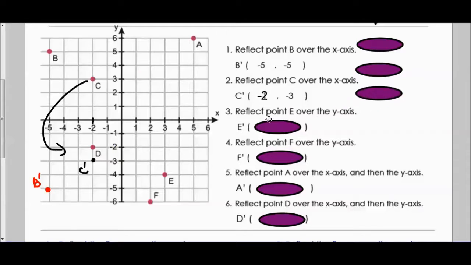Next, we reflect point E over the y-axis. So we're reflecting it over this line. It's going to jump onto the other side of that line. It's going to jump somewhere over here. And right now it's 3 to the right, so it should end up 3 to the left. It's going to end up right next to that C prime. Right there, and that is E prime. That's the point -3, -4.